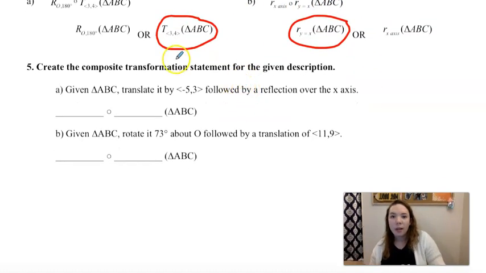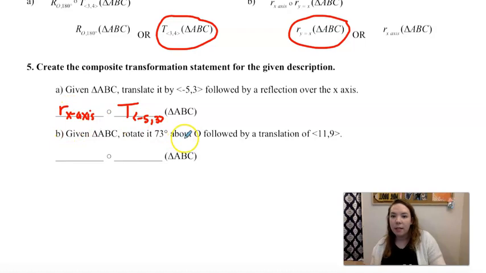It says create the composite transformation statement for the given description. Given triangle ABC, translate it by -5, 3, followed by a reflection over the x-axis. So that translation they want us to do first, we have to put right next to our triangle ABC, and reflection is a little r with the subscript of x-axis, since that's what we're flipping over.